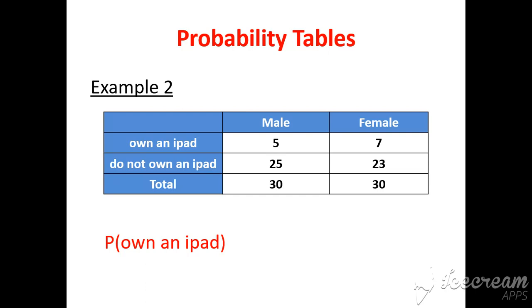What about P, P for probability? What about the probability that I select a student out of this group who owns an iPad? Well, can you see that there are 5 males who own an iPad and 7 females? 5 plus 7 makes 12. So we can write it as 12 students out of the 60.